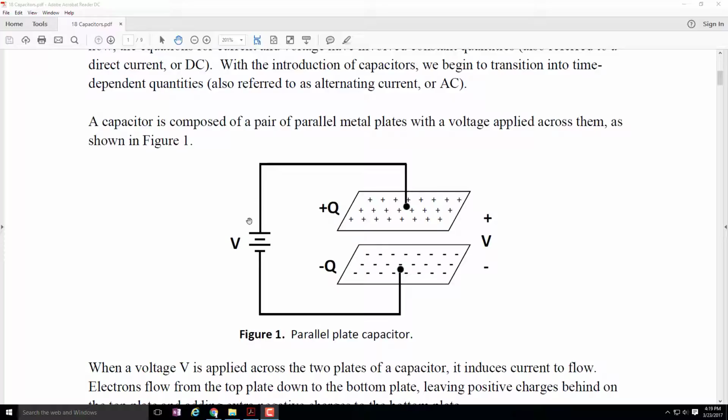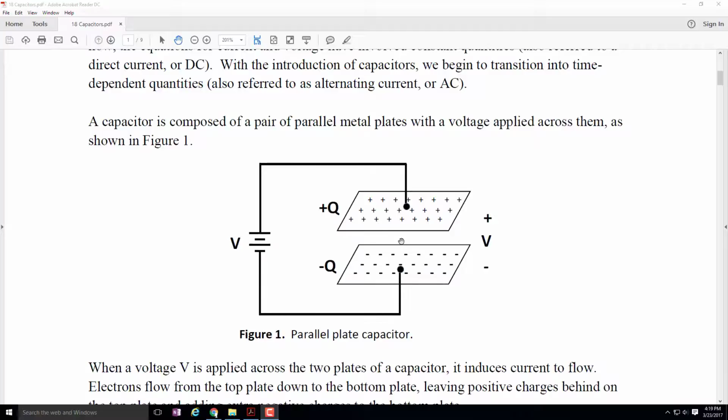Now what happens is that if you apply a voltage to these parallel plates, current is going to flow. Current will flow from the bottom terminal to the top terminal, and usually this doesn't matter, but in this case it does. As the current is flowing in the clockwise direction, actually the electrons are flowing in the counterclockwise direction, because remember, the electrons have a negative charge.